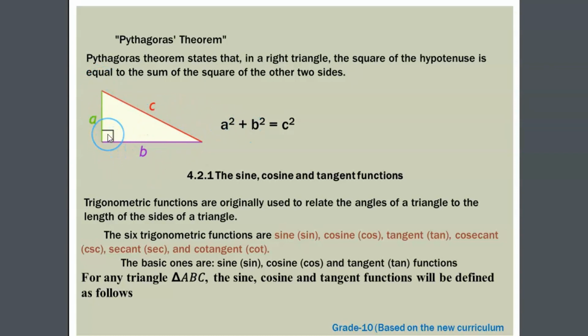Therefore you see this is right angle and the side that is opposite to the right angle is hypotenuse. Therefore hypotenuse is denoted by letter C and the other two sides are denoted by A and B. Therefore C square, hypotenuse square is equal to A square plus B square. This is called Pythagoras theorem.